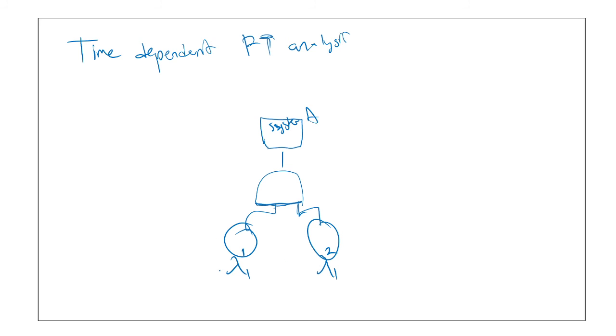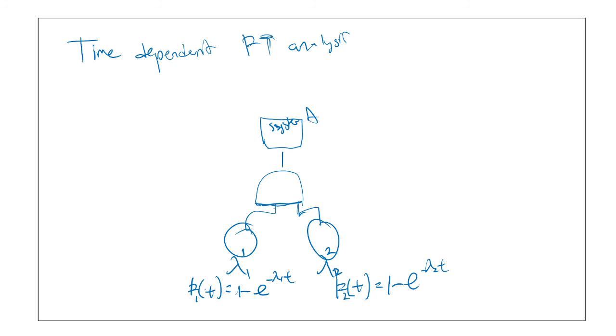So the time dependent failure probability of your component one, if both components are governed by exponential distribution with the failure rate lambda one for equipment one and lambda two for equipment two. So failure probability at time t for equipment one is 1 minus exponential minus lambda 1 t, and for equipment 2 is 1 minus exponential minus lambda 2 t.